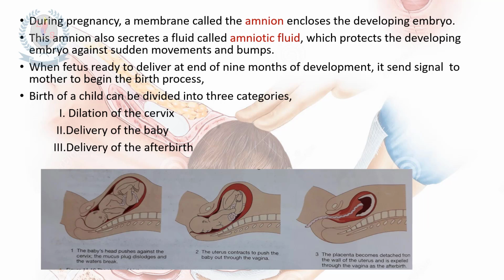As the third part, after the baby has been born, the uterus continues to contract and pushes the placenta out together with the membranes that surrounded the baby. That's how everything is removed and the body becomes normal again. So this is the birth process. Actually, these are the basics of the birth process.